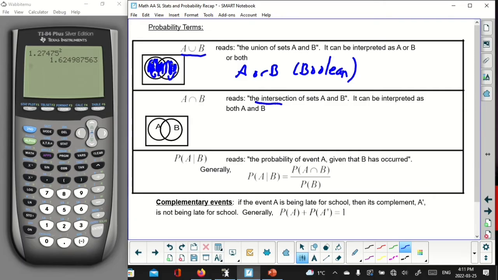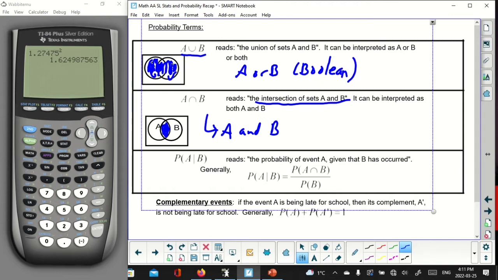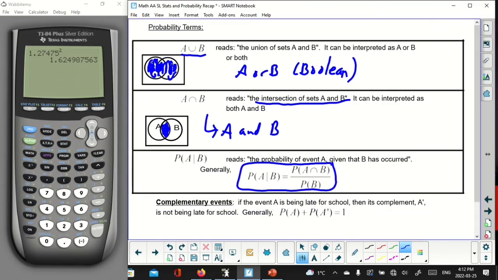The intersection of sets A and B can be interpreted as and. So this is A and B. If I ask for tea and coffee, I want them both, where it's this area of the Venn diagram. P(A|B) reads the probability of event A given that B happened, or given that B is a condition. And then we end up with this wildly helpful formula, and it's one that will probably come up somewhere on the exam.